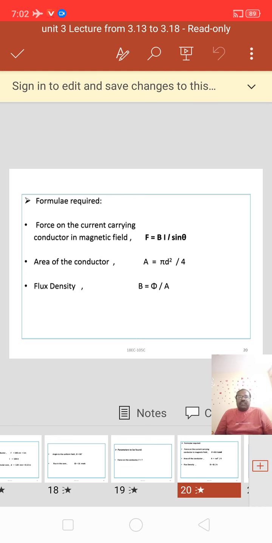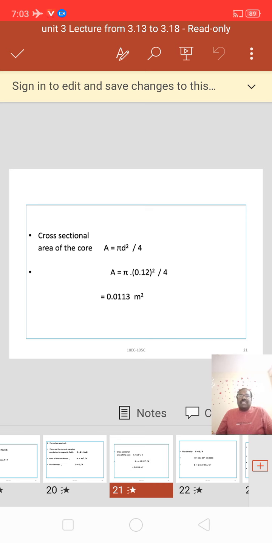Now formula required. Force on a current carrying conductor in magnetic field, F equal to BIL sin theta. I already told that it is an important formula. Area of the core A equal to pi into d square by 4. Flux density B equal to phi by A. These are the important formulas which we want to remember.